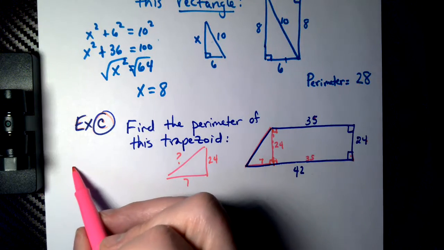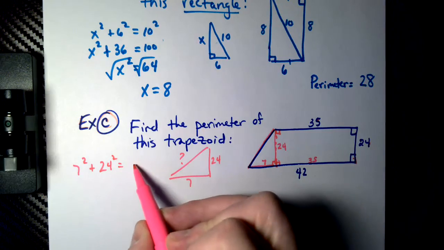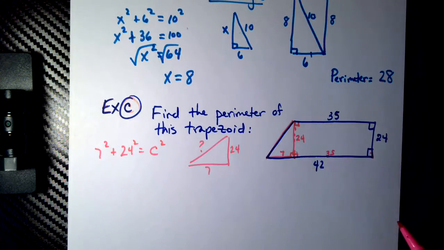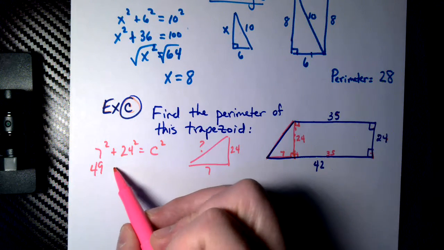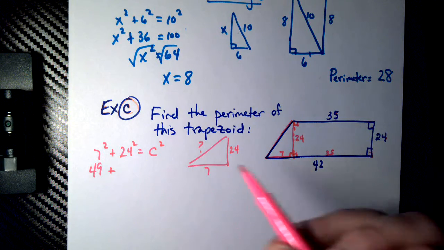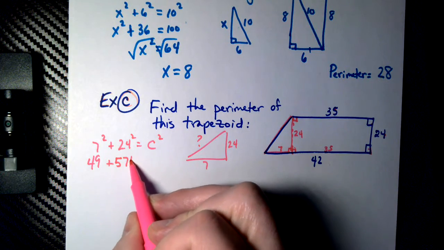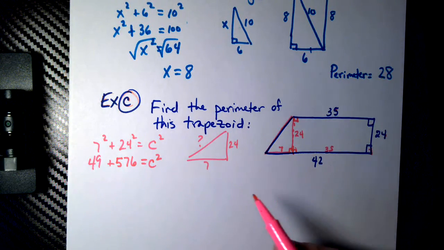What's this side? You got to do Pythagorean theorem. So 7 squared. The hypotenuse is missing, so 24 squared equals c squared, or x squared, or whatever you want to call it. But I get 49 plus, I got to remember this one, 24 squared. I'm going to use my phone. I really feel like I should know this one. 24 times 24, it's like 570. Yeah, 576. Truth be told, that's what I was thinking it was.